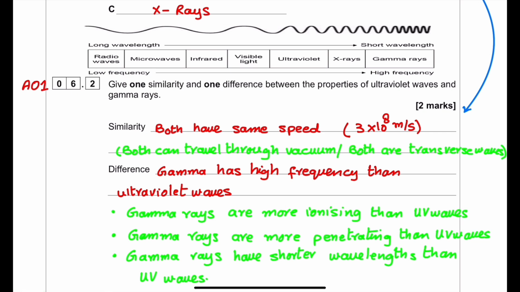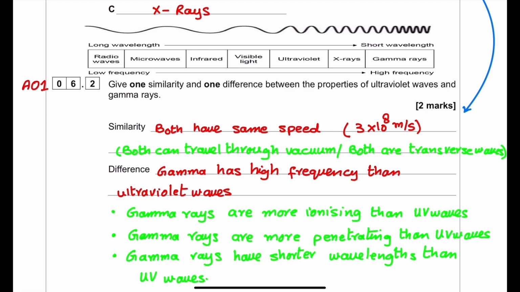The similarity between ultraviolet waves and gamma rays is both have the same speed, that is 3 times 10 raised to power 8 meters per second. Both can travel through the vacuum and both are transverse waves. The student can pick one of the differences. Gamma rays have higher frequency than ultraviolet waves. Gamma rays are more ionizing than ultraviolet waves.